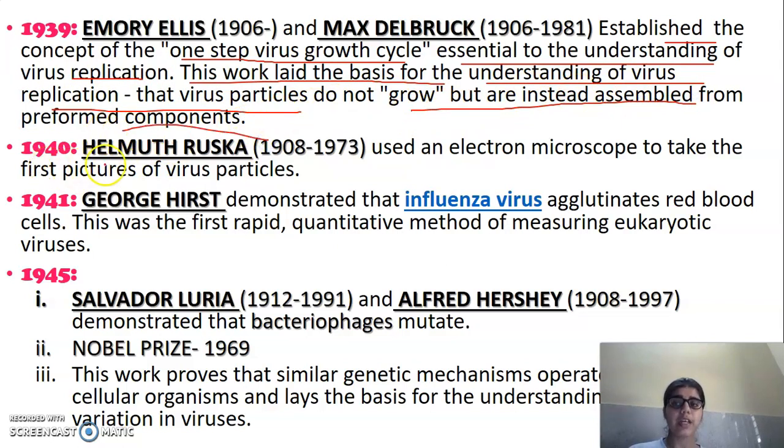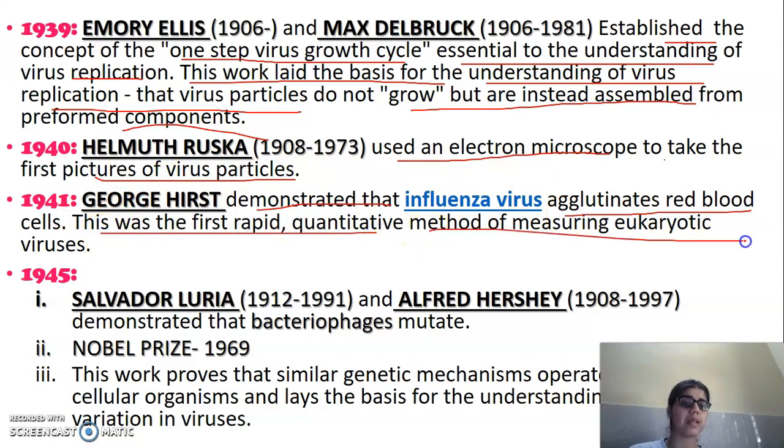In 1940, Helmut Ruska used an electron microscope to take the first pictures of virus particles. In 1941, George Hirst demonstrated that influenza virus agglutinates red blood cells, and this was the first rapid quantitative method for measuring eukaryotic viruses.